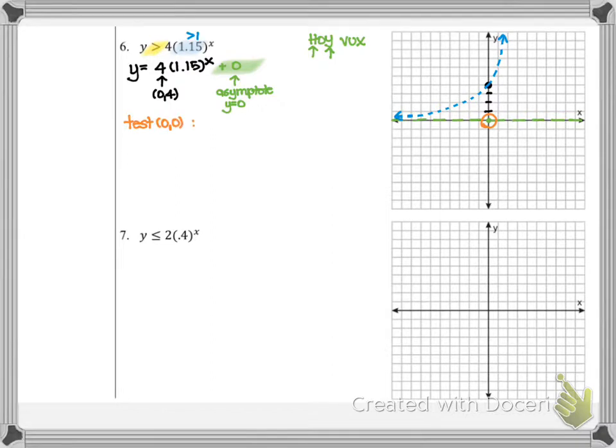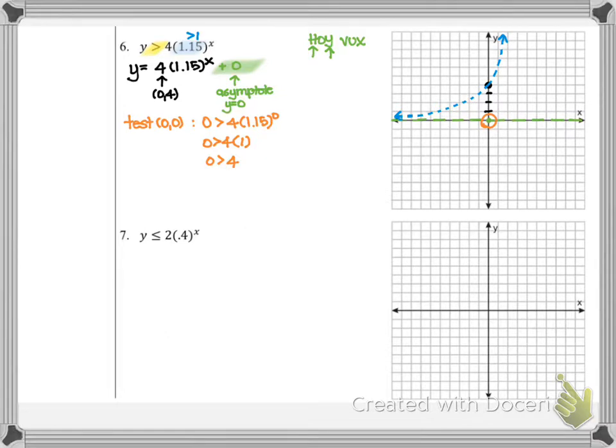All right, so I'm going to get 0 is greater than 4 times 1.15 to the 0 power. Okay, a reminder about exponents. Remember, whenever we have something to the 0 power, so that guy right there, not including the 4, it's only the 1.15, then that is just going to be 1. And I got 4 times 1, which is 4.